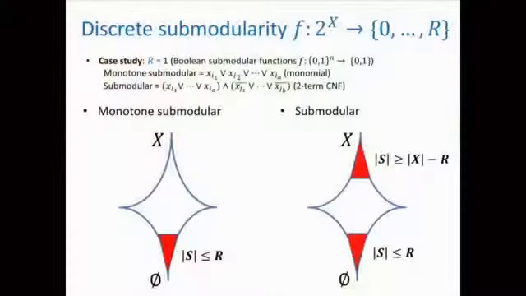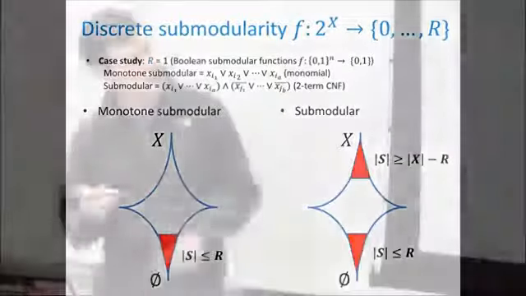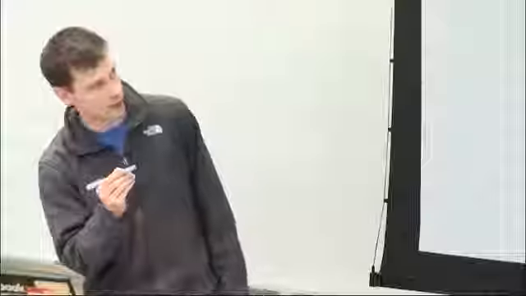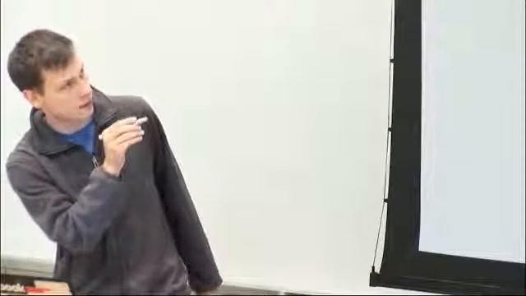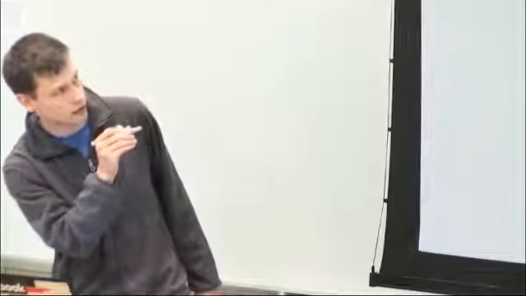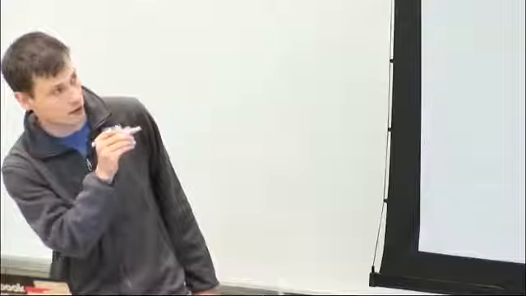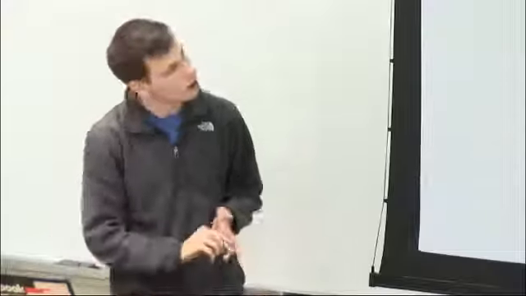The second source of intuition is to look at the hypercube domain. So suppose we have a function on the hypercube now, and it takes discrete values from 0 to r. And suppose we actually consider the most basic case when r is equal to 1. So when the function is just a Boolean submodular function. So let's do this case study. R equal to 1, we have Boolean submodular functions.